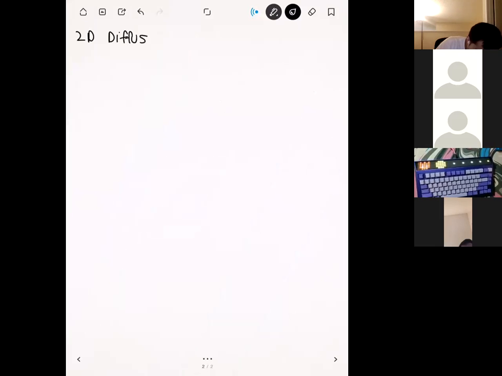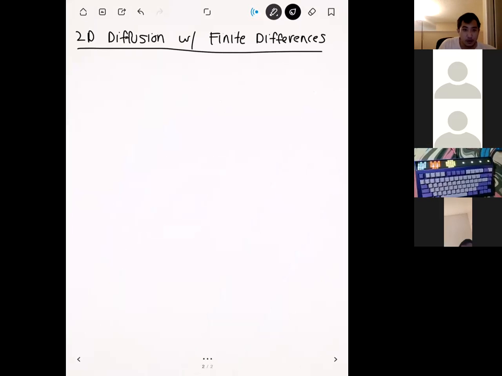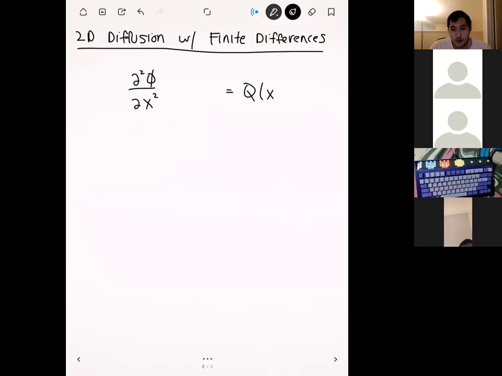This is going to be the 2D diffusion equation with finite differences. Last week we basically worked on an equation that looked like this. We had a second derivative of phi. Remember, phi here is our unknown. We're using that to substitute for temperature or for mass, so this is our general conservation variable.